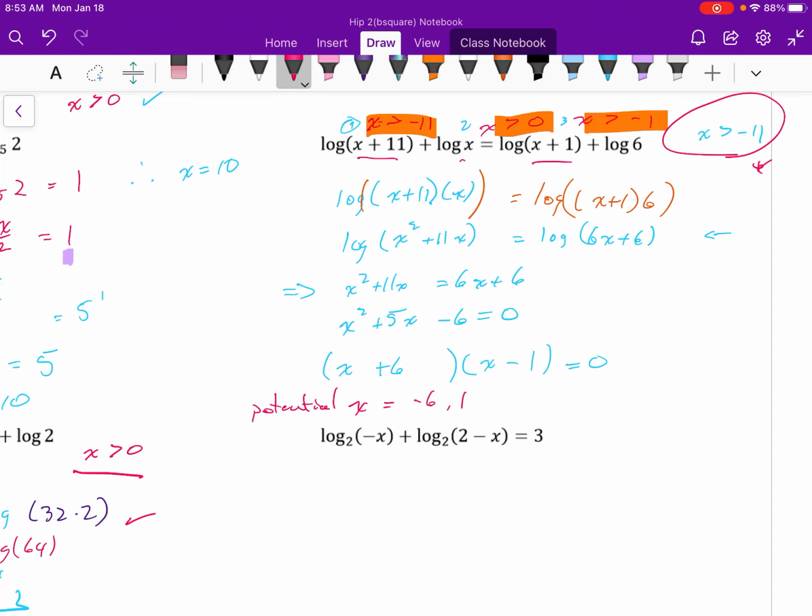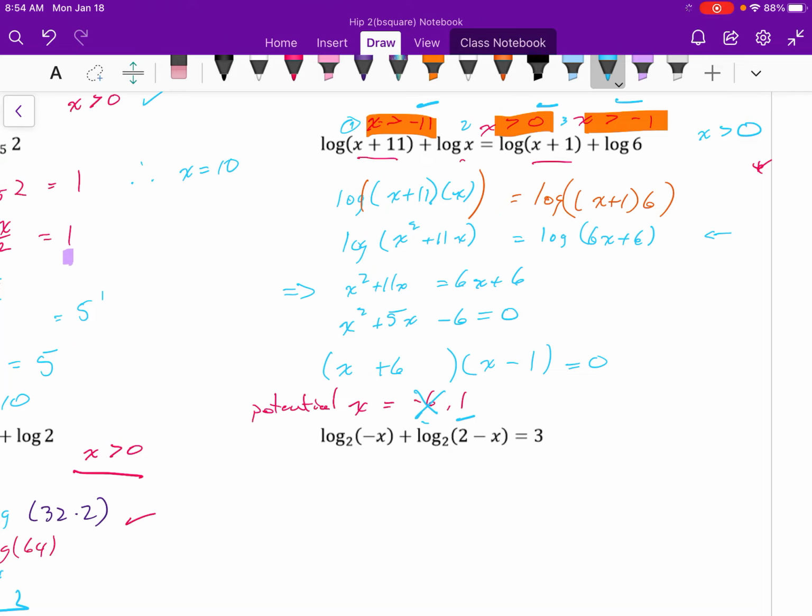I need to look up to my restrictions. You know what? I lied. I made a mistake with these restrictions. Really, I have 3 restrictions. I have to make sure that x is greater than 0, right? My mistake. So each one of our potential solutions has to match up with each of the 3 restrictions.